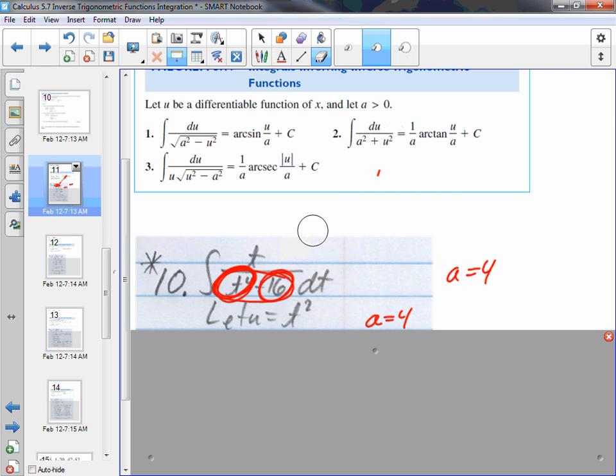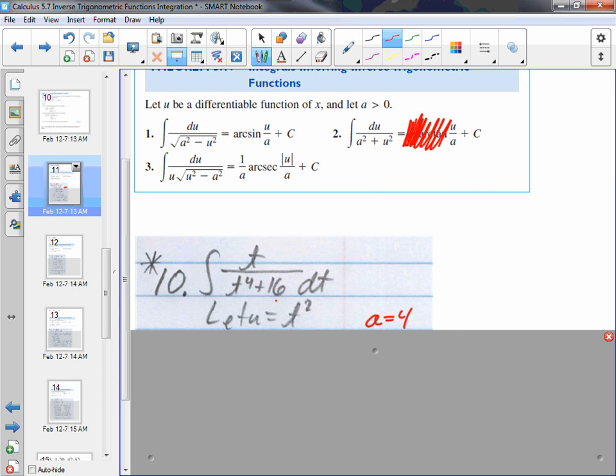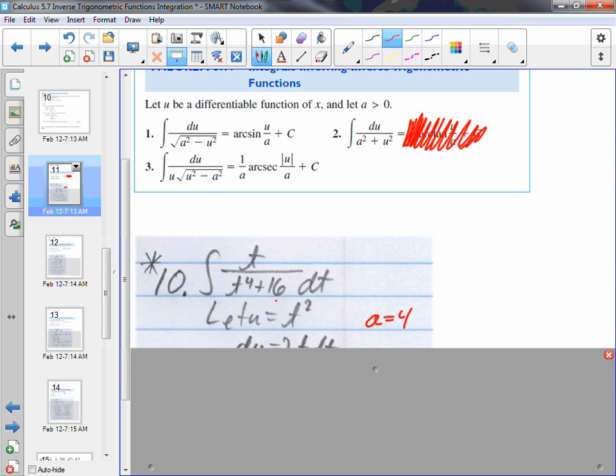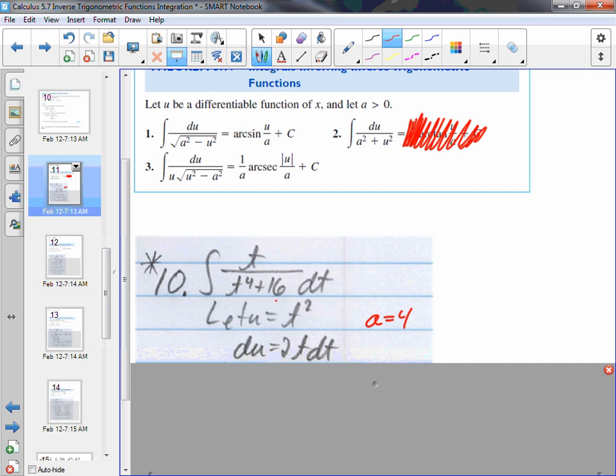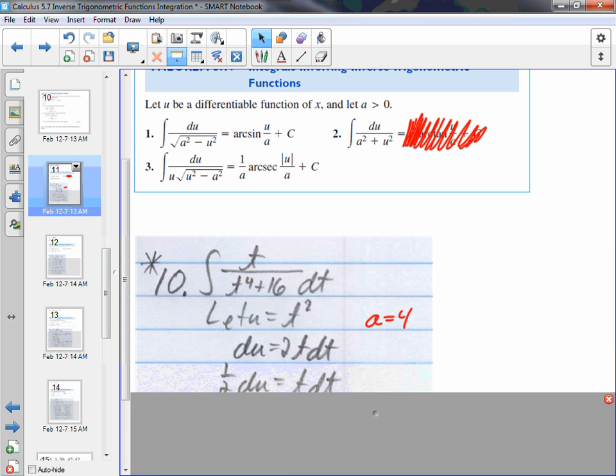Now, we've got to make sure everything else works out, right? Forget about what the answer is going to be. We've got to make sure we can make a substitution that turns our problem into that formula. Okay? So, if u equals t squared, what's du? 2t dt. Didn't really want the 2, did we? All right, there's no 2t dt. So what do we do? So that'll give us 1/2 du equals t dt. And let's see if we can make the substitution then.